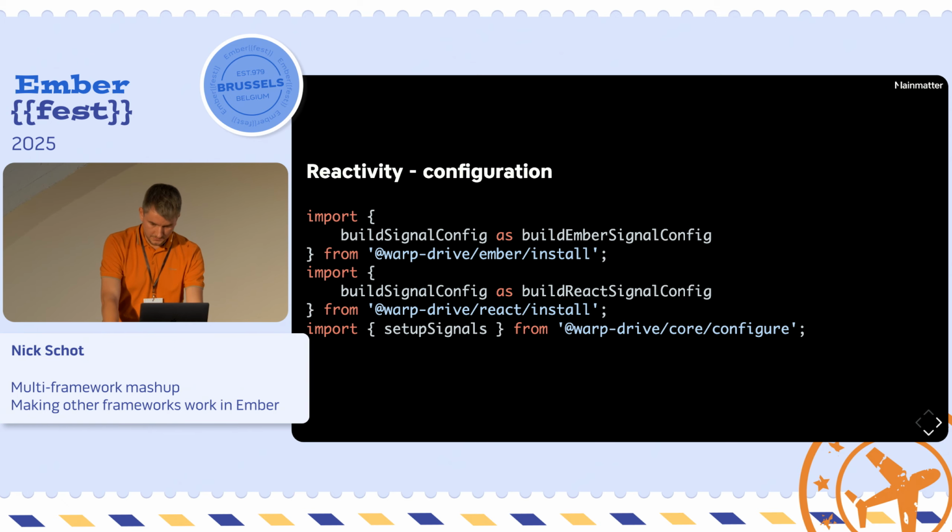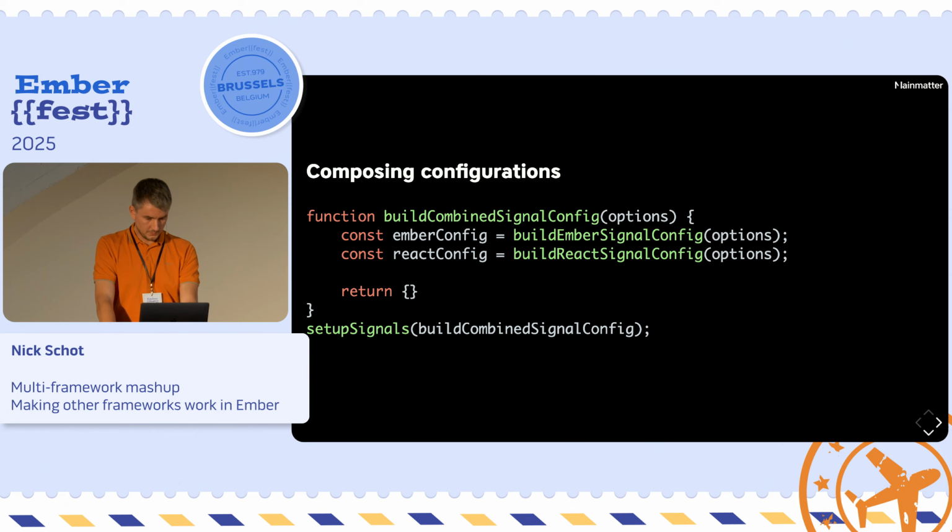In order to make this work for both frameworks, we need to manually compose both configurations. So we start by importing the necessary building blocks and the setupSignals hook that we can call with our final configuration to make it work. So we'll define a function that composes both configurations. First, we generate a configuration for Ember and then also one for React. We will fill in the return value in a bit. And then lastly, we call setupSignals with the configuration function we just created.